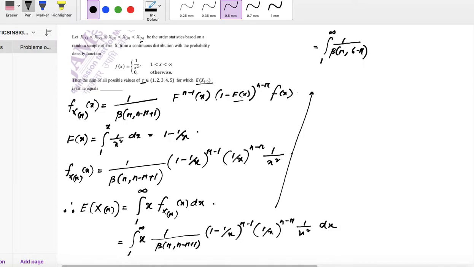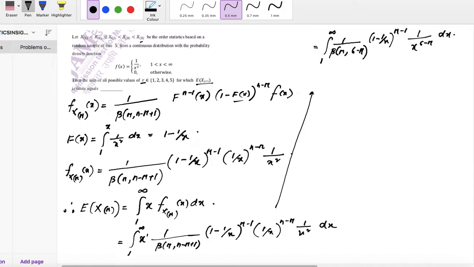Then 1 minus 1 by x to the power r minus 1. Then it will be the power of x. Here it is 1, here it is 2, and here it is n minus r. So summing up all these things, we will get 6 minus r dx.